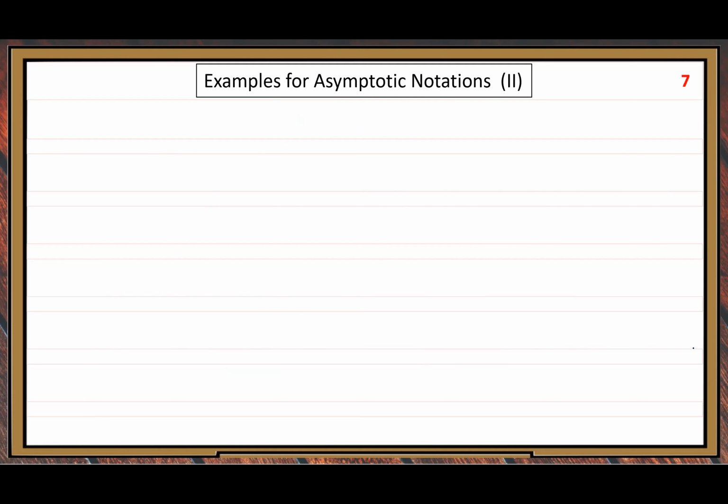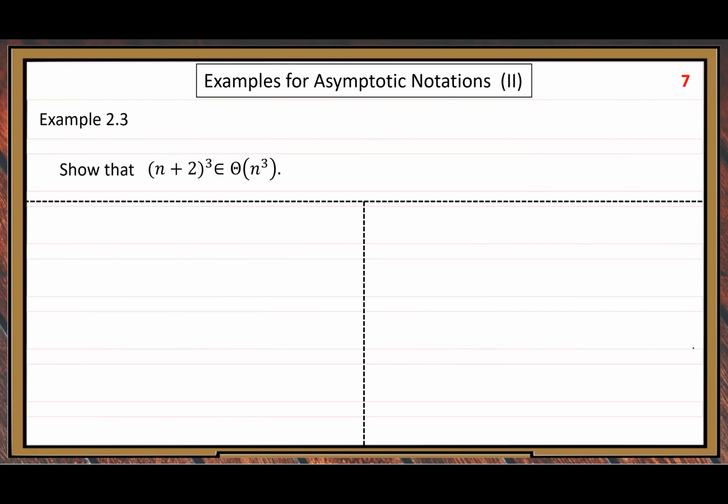So let me try another example before the end of class. Example 2.3, next question. This time, n plus 2 cubed belongs to big theta of n cubed. Here, if you use the limit way, that's simple, right? The limit way, the ratio of these two functions.